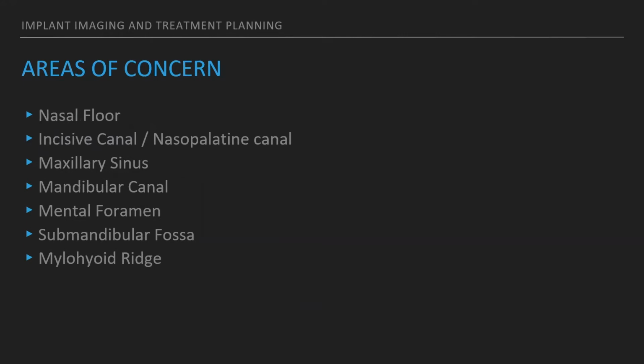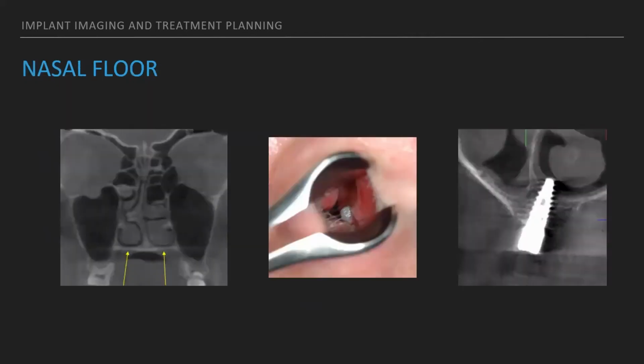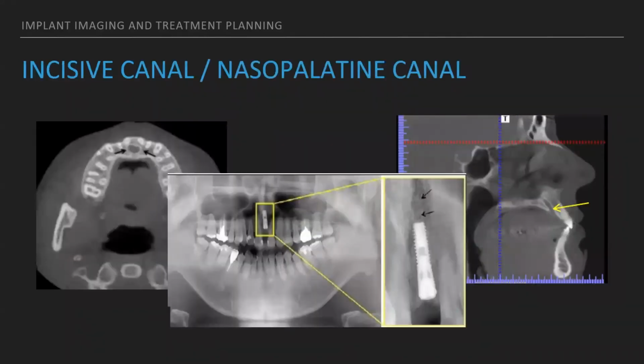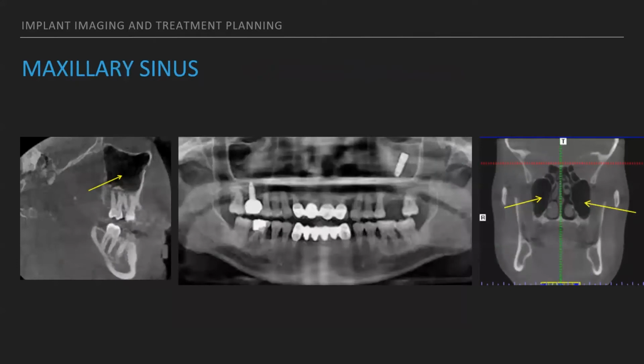You know, the biggest areas of concern are going to be that nasal floor, the incisive canal, the maxillary sinus, the mandibular canal, the mental foramen, the submandibular fossa, as well as the mylohyoid ridge. Again, some anatomy here. You're looking at that hard palate, the nasal floor, and you can see obviously the implant decided to go right into the nasal cavity. The incisive canal, nasopalatine canal. The maxillary sinus, something we want to be cautious of as well. As you can see, this nice implant floating away.